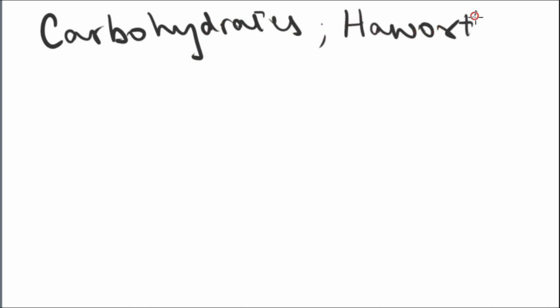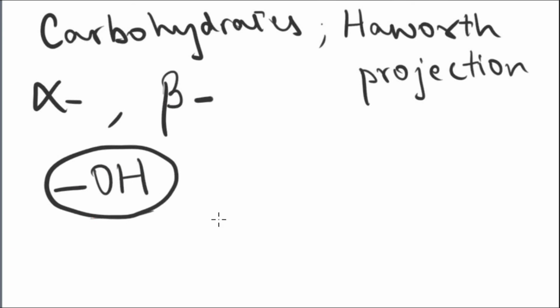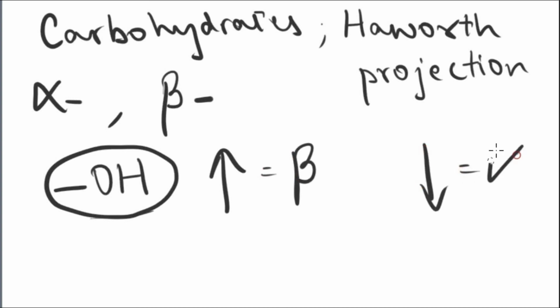The next projection is seen in carbohydrates and this is known as the Haworth projection. In this you have 2 types again, one is alpha and one is beta. In carbohydrates, it depends on the hydroxyl group only on the right side of the compound. So if the hydroxyl group is down, it is alpha. If it is on top, it is beta.